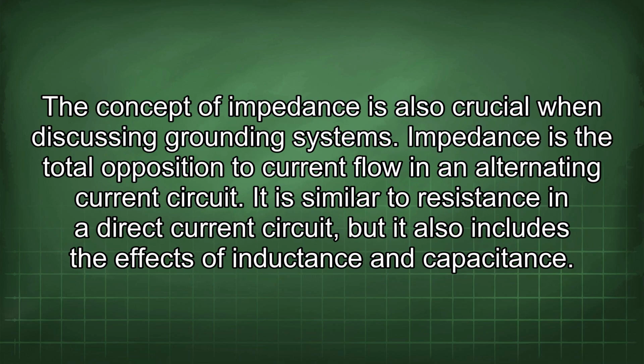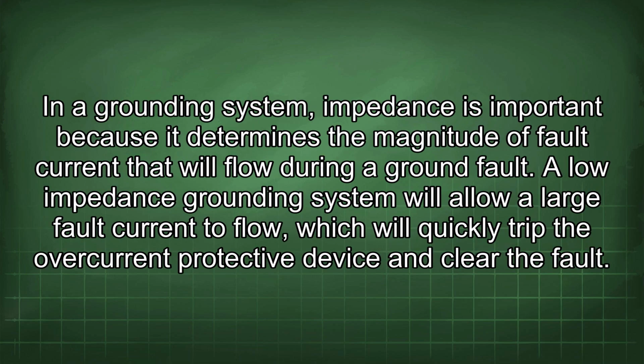The concept of impedance is also crucial when discussing grounding systems. Impedance is the total opposition to current flow in an alternating current circuit. It is similar to resistance in a direct current circuit, but it also includes the effects of inductance and capacitance. In a grounding system, impedance is important because it determines the magnitude of fault current that will flow during a ground fault. A low impedance grounding system will allow a large fault current to flow, which will quickly trip the overcurrent protective device and clear the fault.